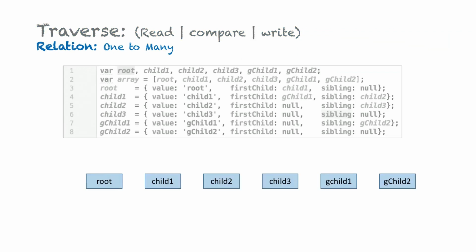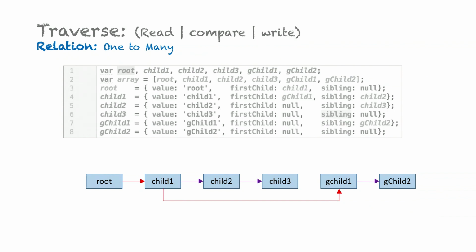We need to traverse a tree data structure, and while traversing we need to read, compare, and then write if there is a change. So let's take a small data structure here, which has a root, and then you have to go to each node. So the relationship we have in the linked list here is first child and sibling. So a root's first child is child 1, and then its sibling, and it keeps on going like that. So that's how this linked list is formed.